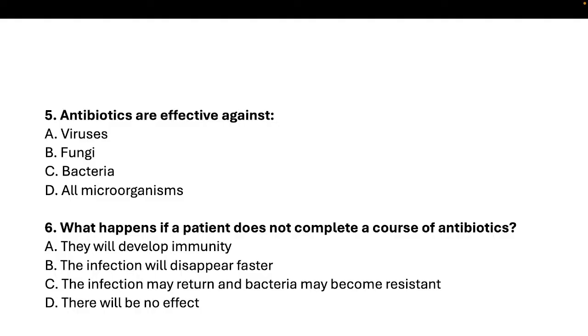So what happens if the patient does not complete a course of antibiotics? They will develop immunity, the infection will disappear faster, the infection may return and bacteria may become resistant, or there will be no effect. So the answer for the question would be C. The infection may return and bacteria may become resistant. Okay, so that's unfortunately one of the most common complications that we have right now when we prescribe antibiotics to patients.